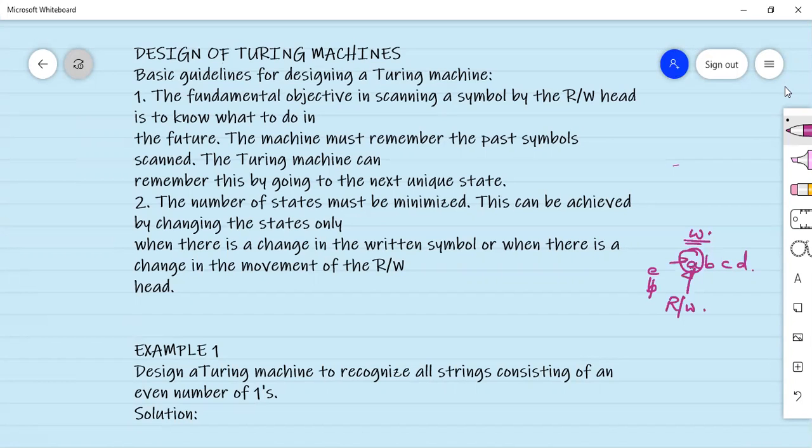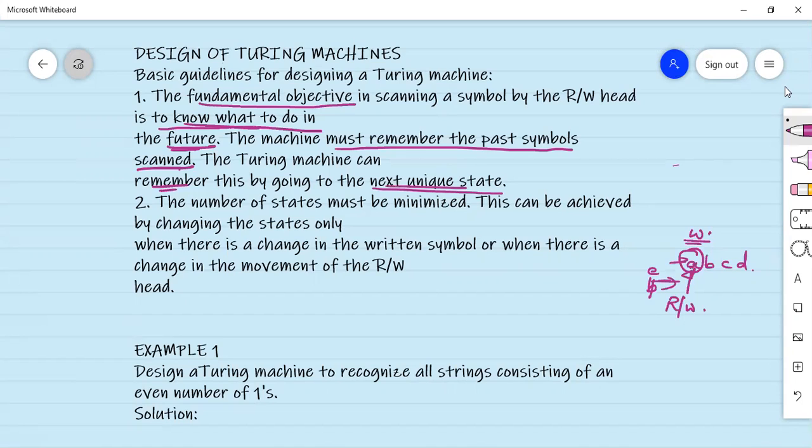And also, if there is something unique that we do, if we have to remember what we have done, then we may have to change the state. So basically, the fundamental objective is scanning the symbol to know what to do in the future. If we must remember past symbols that are scanned, this remembering is done by going to some other unique state, or changing the state.